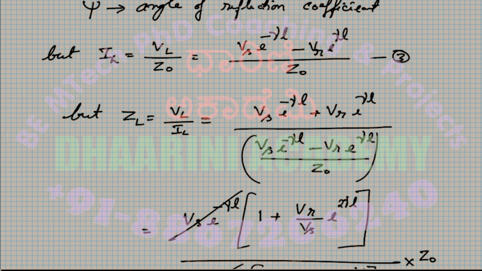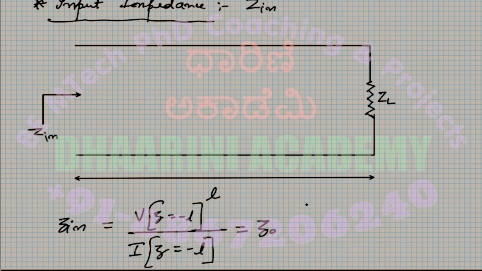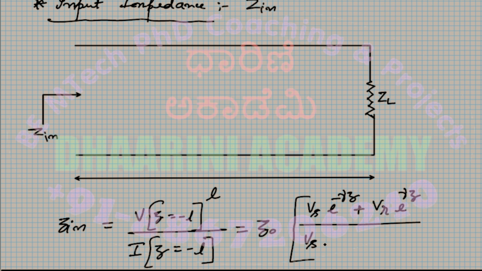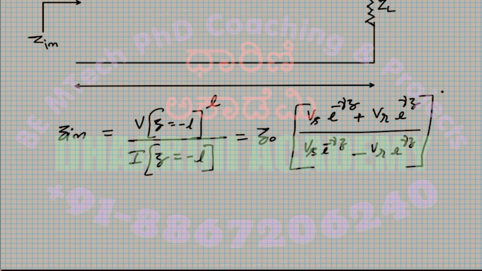So let me write that. This is Z naught into, the numerator is Vs e to the power minus gamma Z plus Vr e to the power gamma Z, whole divided by Vs e to the power minus gamma Z minus Vr e to the power gamma Z. This is the general equation, but for the current situation I need to put Z equal to minus L because I am calculating at this particular point.